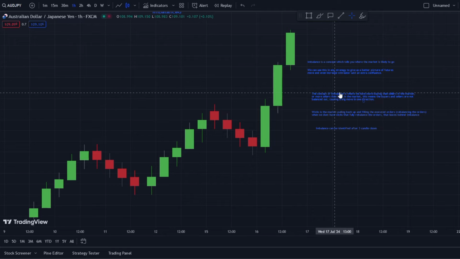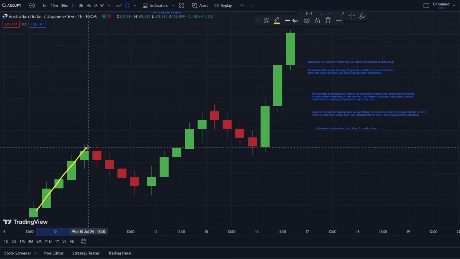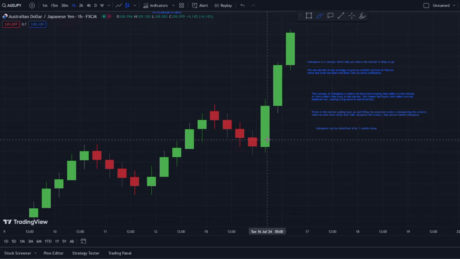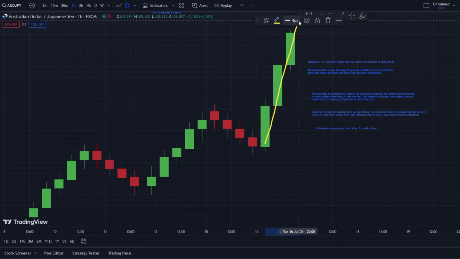Now, how do I use it in my strategy? So with my strategy, I'm looking for a clean trend. We have a clean trend. And then I'm looking for an impulsive move, which we can consider banks placing large positions. So we have the impulsive move.